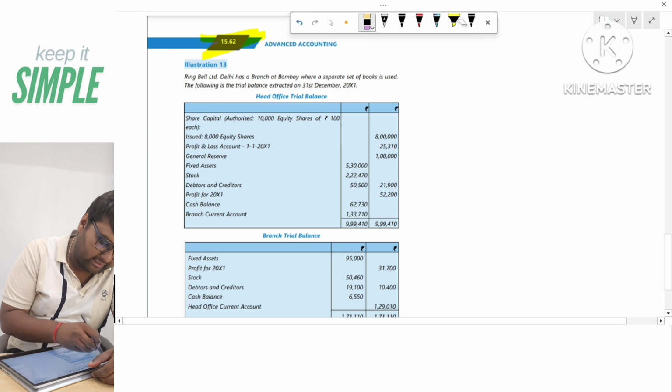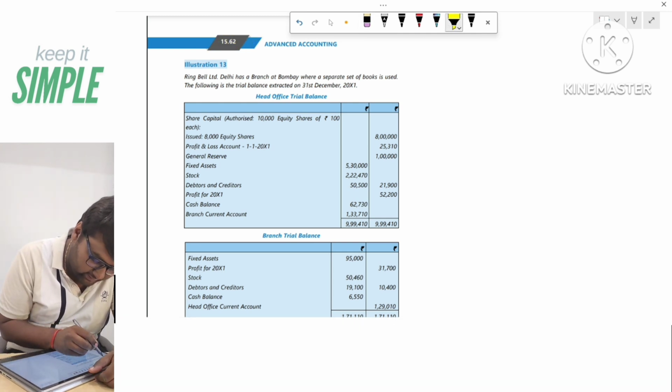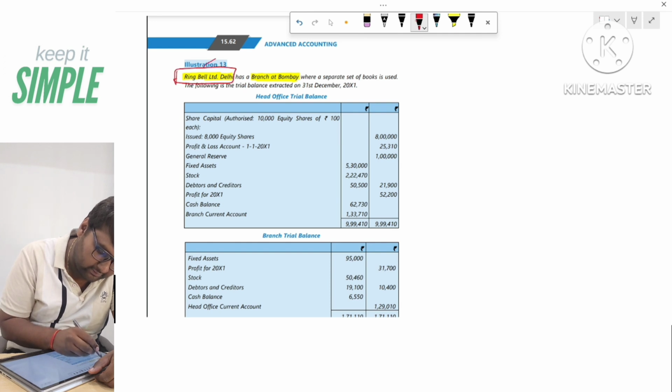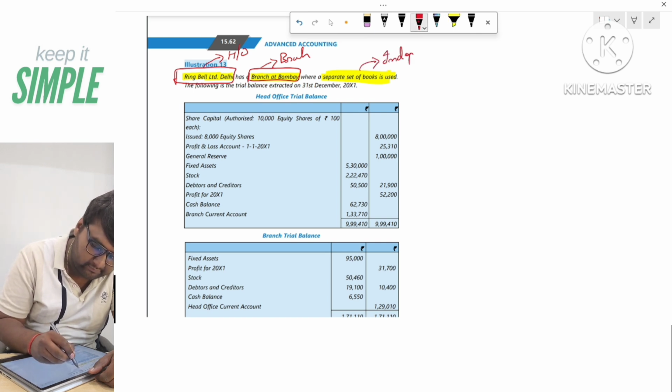So let's get started with our sum. See what is written here. Ring Bell Limited, Delhi has a branch at Bombay. What does it signify? It means that this is the head office, this is the branch, where a separate set of books is used. This signifies that it is an independent branch. Correct?